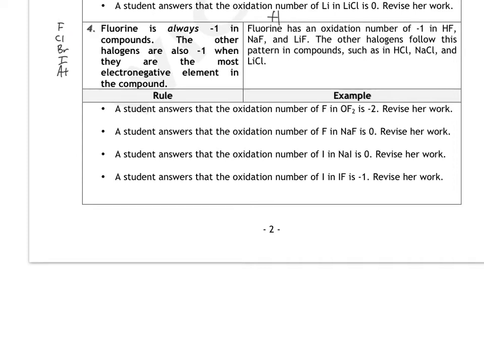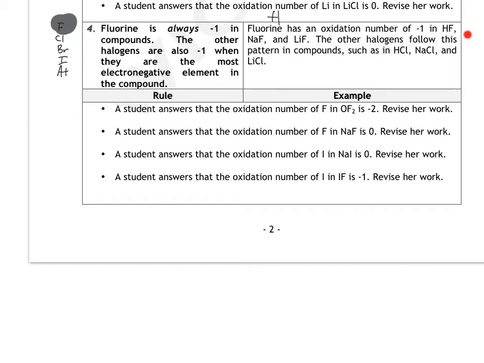It goes from fluorine, chlorine, bromine, iodine, astatine, and basically this rule is telling you that fluorine is always -1 with no exceptions, and chlorine would be -1 as long as it's the most electronegative element in that compound. Same thing for bromine, iodine, and astatine. Obviously, if chlorine is bonded to fluorine, then fluorine is -1 and chlorine would be +1. Okay, so here are my examples.